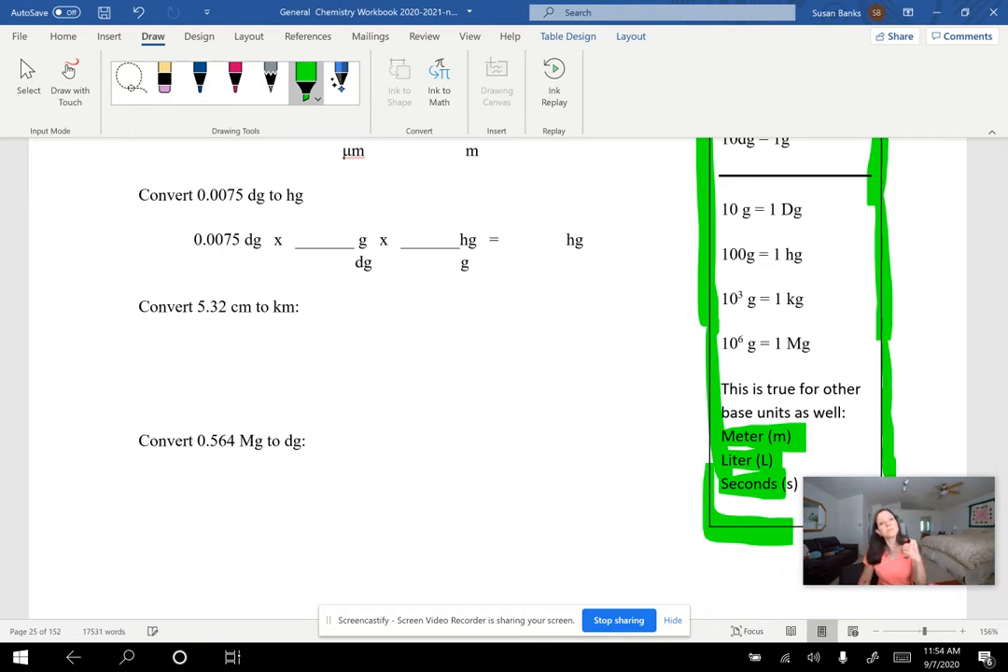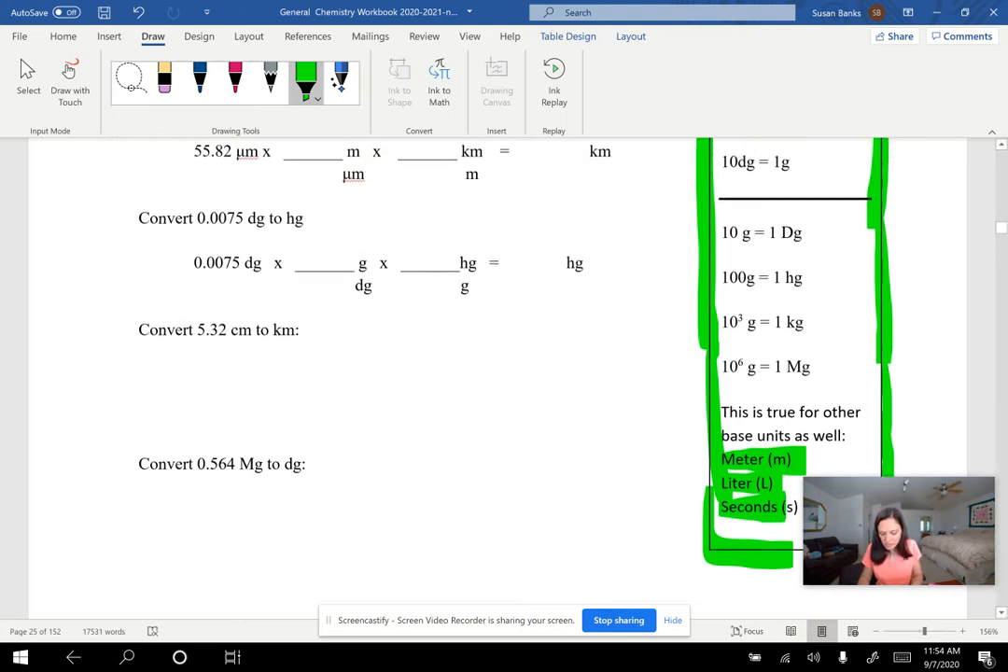These are the relationships between the base unit and then the different prefixes. So we have 10 grams is equal to a deca, not deci. Deci is the little lowercase d. So the big case D is deca. 100 grams is equal to 1 hectogram. 1,000 grams is equal to a kilogram, and 1,000,000 grams is equal to a megagram.